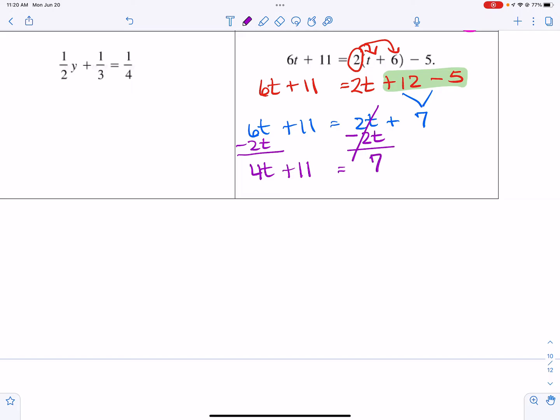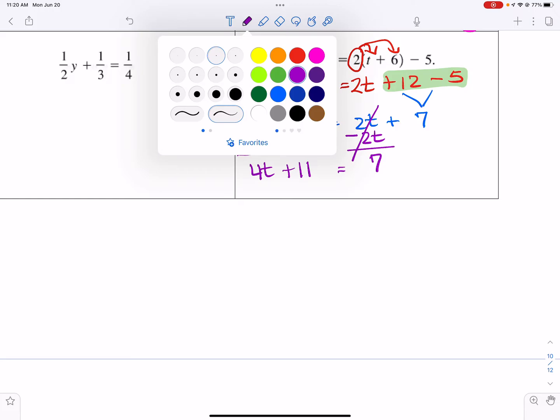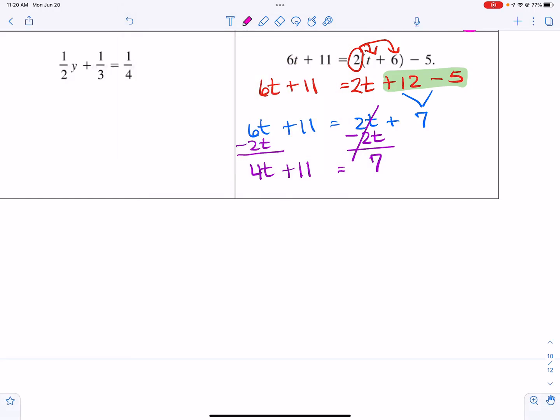So now I've got my variables' home established on the left-hand side, and I'm going to subtract the 11. And so that goes to 0, and we get 4t is equal to negative 4. And last but not least, I'm going to divide by the number in front of the variable, and so t is negative 1.